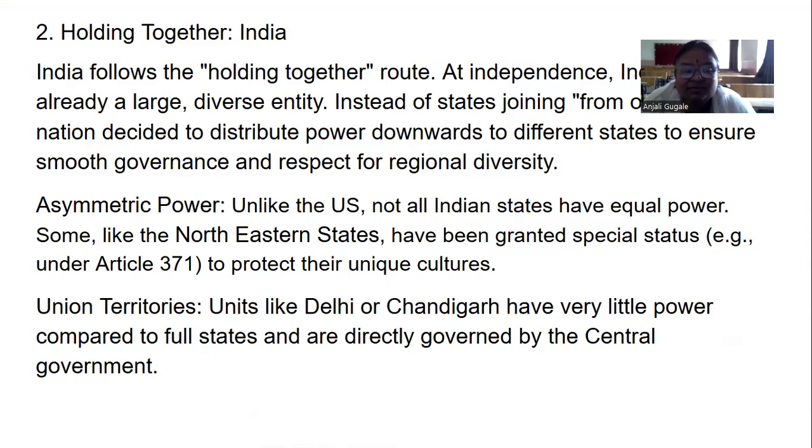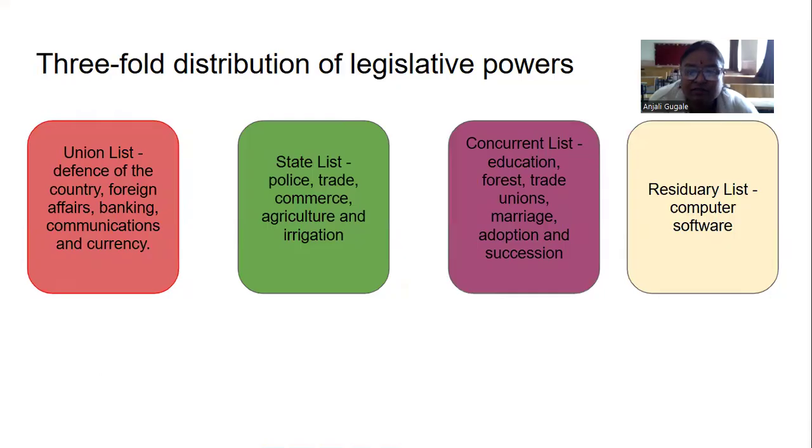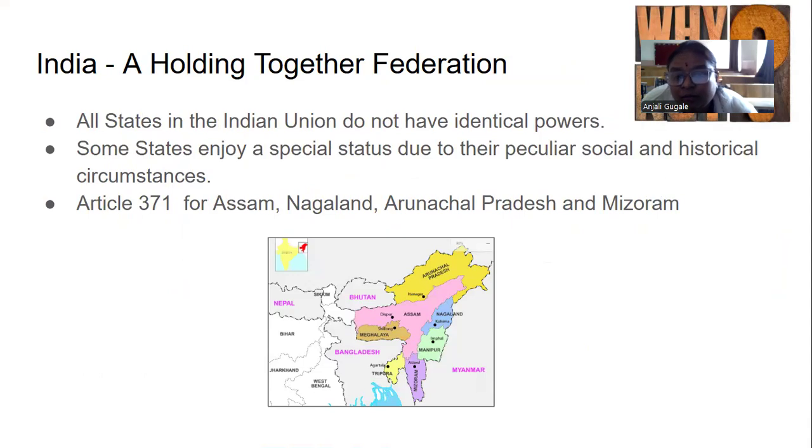Now in India, there is asymmetric power. Unlike the United States, not all Indian states have equal power. Some, like the northeastern states, have been granted special status, for example under Article 371, to protect their unique cultures, not only the culture and the language, but to protect the people also, their employment opportunities, economic development, social development, as they are educationally backward. So to protect their identity and their culture, as per Article 371, the seven sister states, as shown in this particular map, I have added this map in this slide.